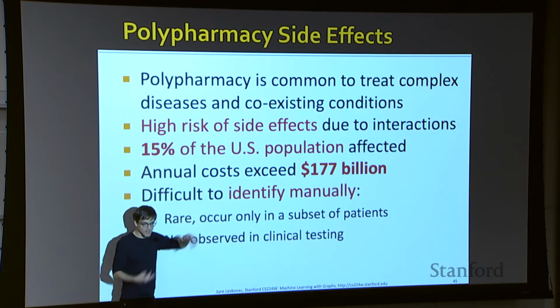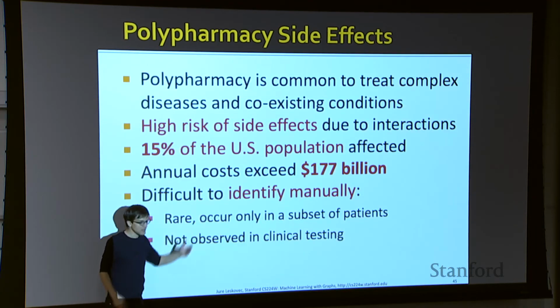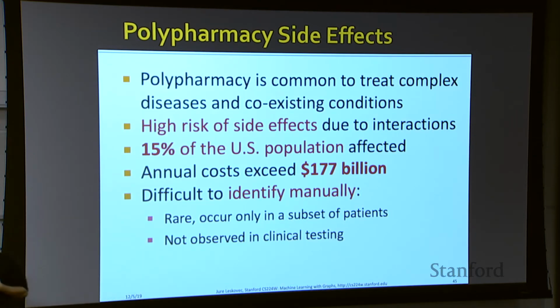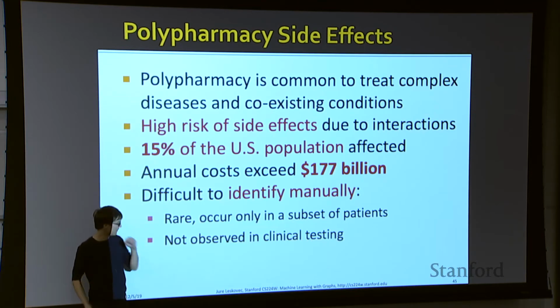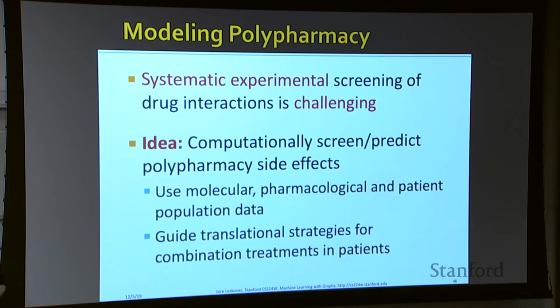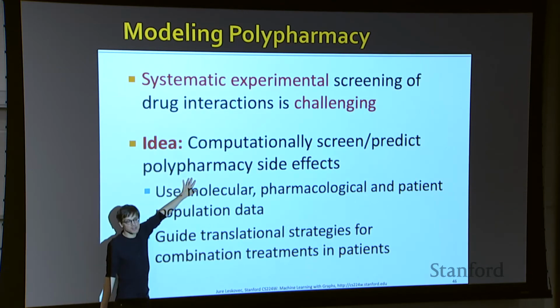Identifying, as I said, these side effects manually is super complex, or super inefficient, because they are rare. They may only occur on a subset of patients. They are not observed during clinical testing. So the only way we learn about them is through this reporting system. That's very inefficient. So the question is, could you use computational methods to predict what side effects may happen?